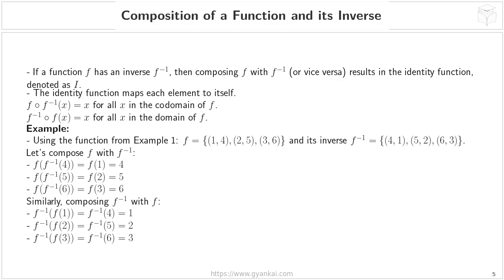And finally, f⁻¹ of f of 3. f of 3 is 6, and f⁻¹ of 6 is 3. So f⁻¹ of f of 3 equals 3. Again, we get back the original input. This demonstrates that the composition of a function and its inverse indeed results in the identity function, confirming that they undo each other. This is a crucial property of inverse functions, and it will be helpful as we move forward with more complex examples.